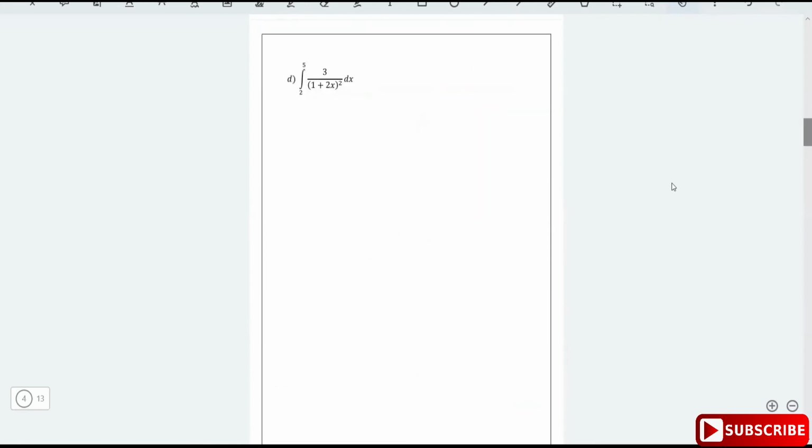Now here's another one to integrate. Integrate 3 over (1 plus 2x) squared dx from 2 to 5. To do this sort of integration, we're going to have to change this. We don't like to write it in this form. So we rewrite it, putting back the limits of integration, as 3 times (1 plus 2x) to the minus 2, because we're bringing up the power. This is to the minus 2, we'll bring up the power.